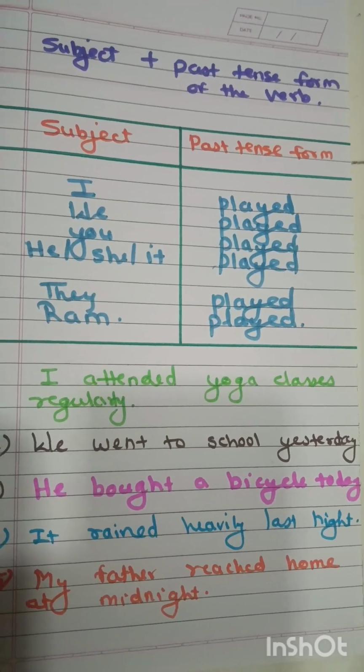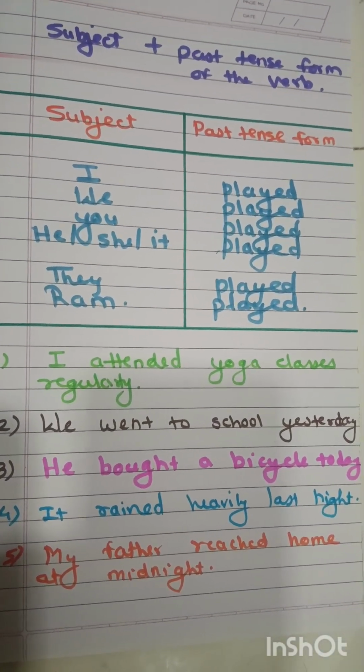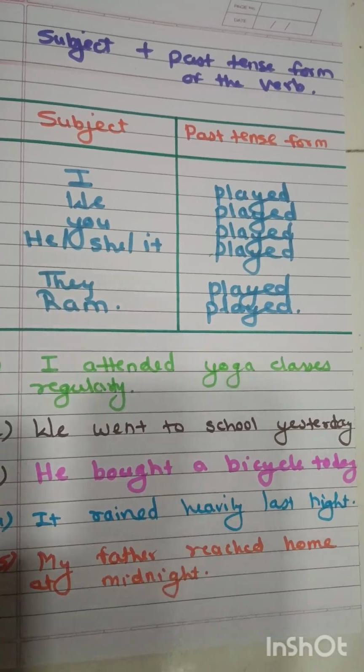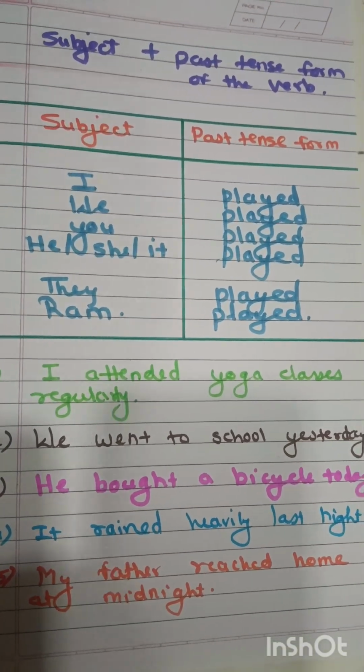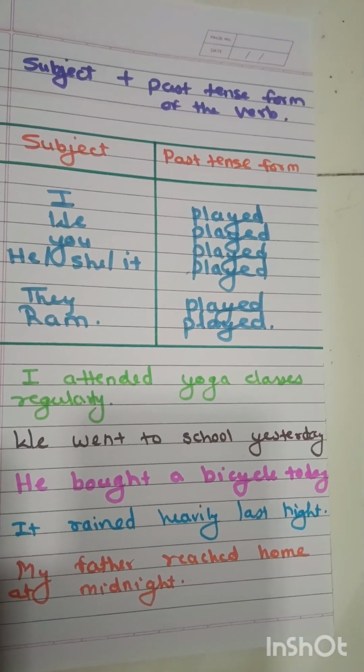For example, here second example is I went to the school yesterday. He bought a bicycle today. It rained heavily last night. My father reached home at midnight.